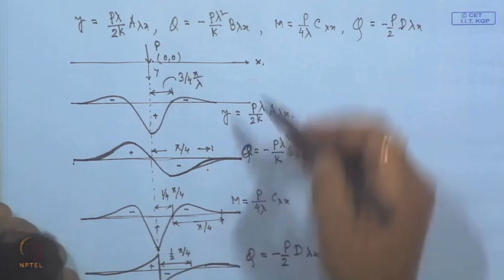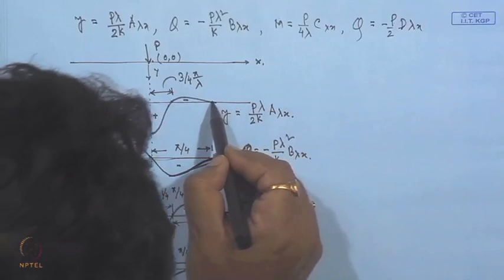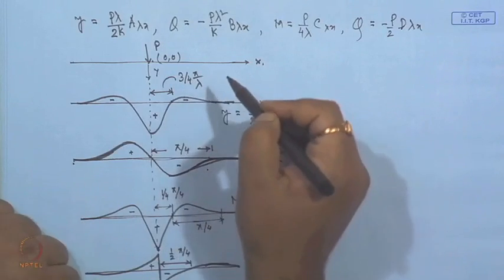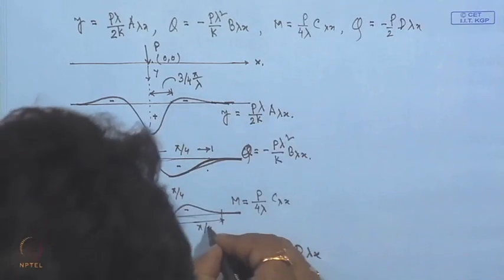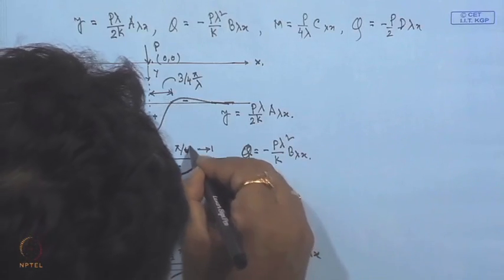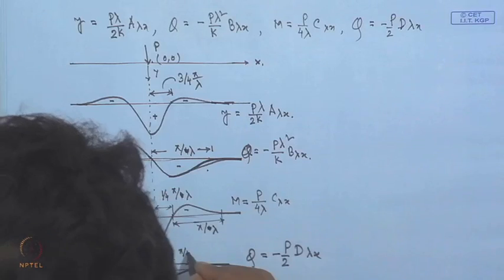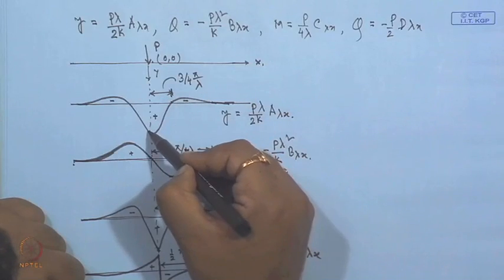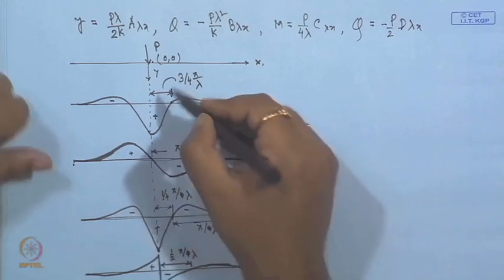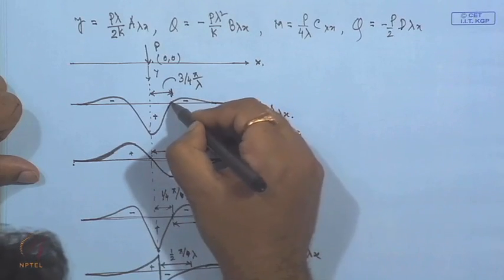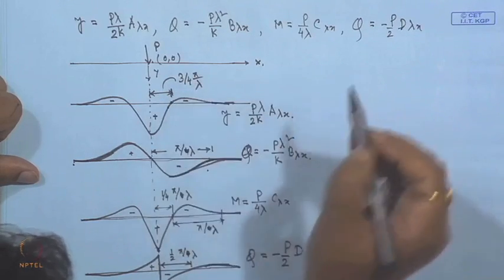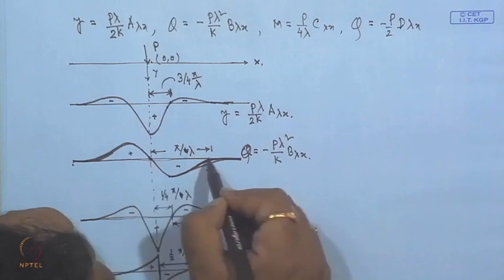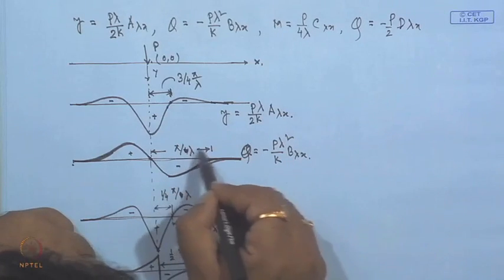So, we have these four diagrams. This is the deformation diagram, this is 3 by 4 pi by lambda, and sorry, this is not pi by 4, this is all pi by lambda. Here also this is pi by lambda. This is the distance where the deformation changes from positive to negative, which is 3/4 pi by lambda from the center. For the slope, the slope at the center is 0, and from the center to another point where the slope is 0, that distance is pi by lambda.